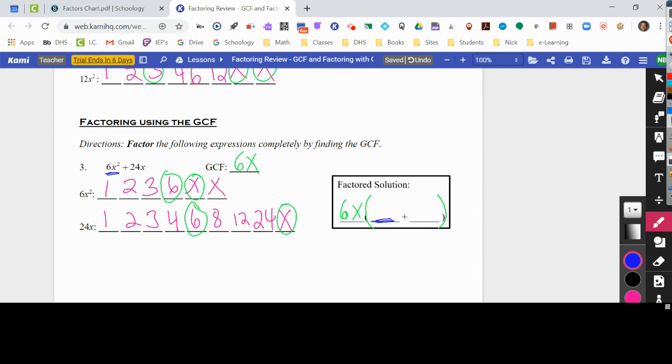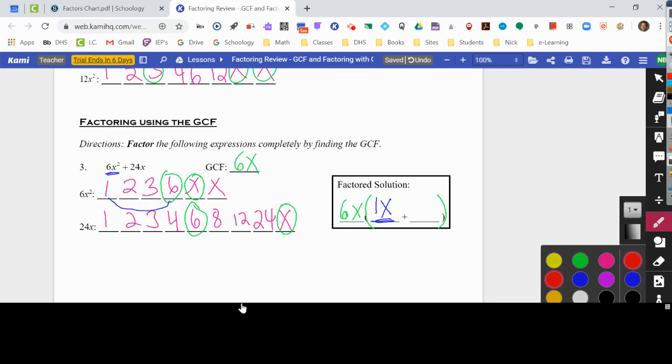So I got to get back to 6x squared, but I'm already taking out this 6x. And if I circle what's in common, I can see that 6 times 1, those are the partners. So I got to put that 1 back in. But since it's a 1, I don't necessarily need to write it, but I'm going to this time. And this x is not circled, so therefore it needs to go back in. Anything that's not circled for your variables needs to go back into the parentheses.